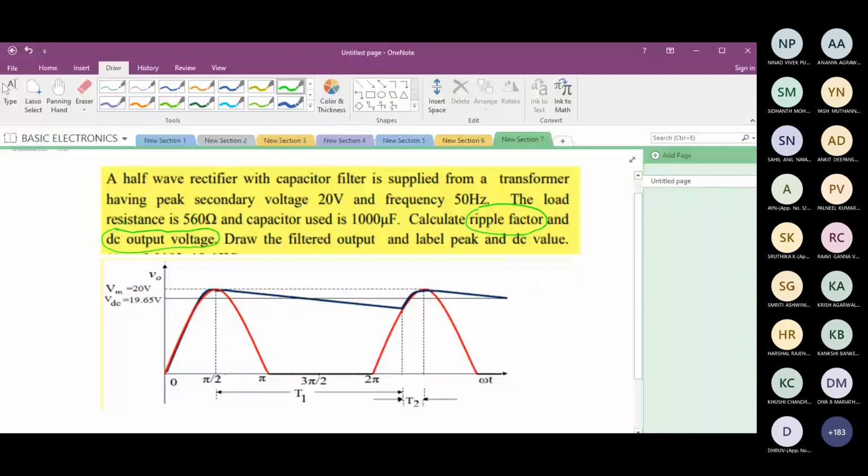I think I'm supposed to take out this waveform. The answer is this. Let me check this. Yes, I'm supposed to take out this waveform. So what I'll do is I will just remove this part.